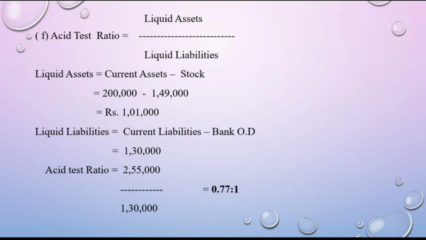Next we find out acid test ratio. The formula of acid test ratio is liquid assets by liquid liabilities. Liquid assets means current assets minus stock. Current assets we already calculated, 2 lakhs. So minus stock 1,49,000. Liquid assets are 1,01,000. Liquid liabilities means current liabilities minus bank OD. For this sum, bank OD is not given. So liquid liability is 1,30,000. Now we apply the formula, liquid assets by liquid liabilities. 2,55,000 by 1,30,000. Liquid ratio or acid test ratio for these sums is 0.77:1.